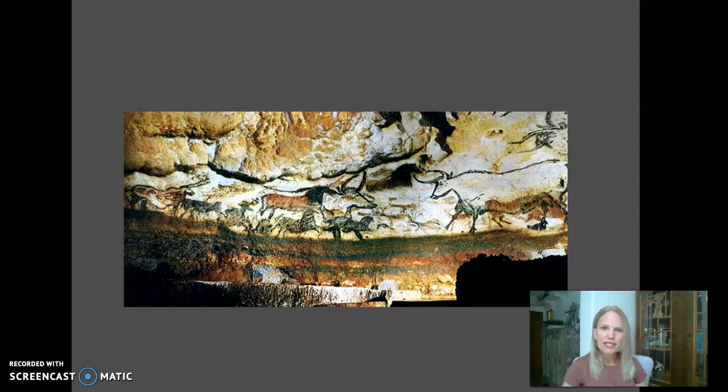What you can also see is there's no background, meaning there is no reference to nature or plants or mountains or any kind of landscape setting, as we say in the art world. It's just the animals.